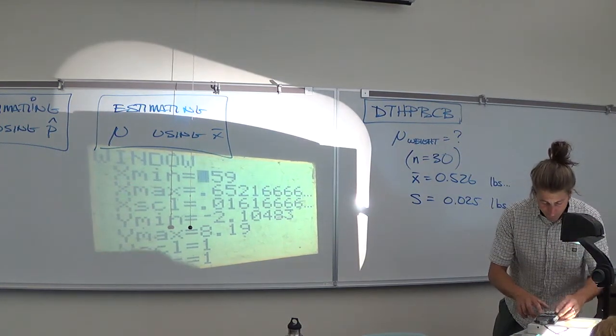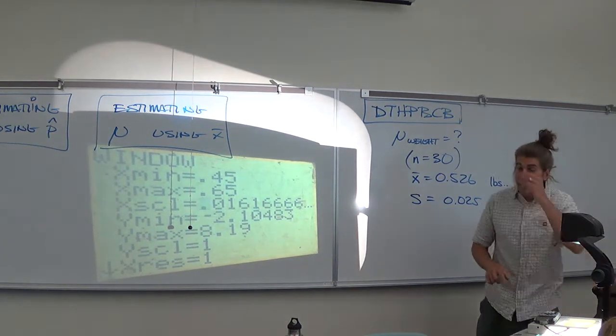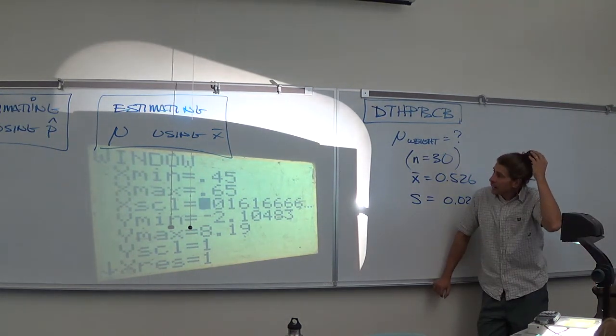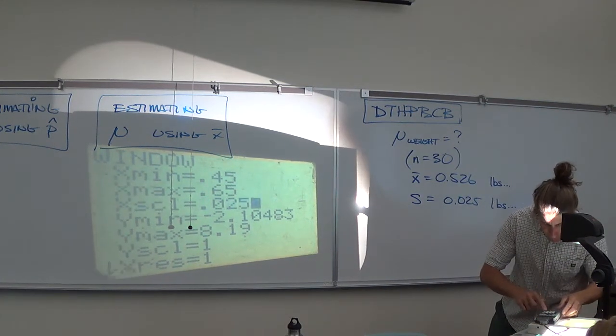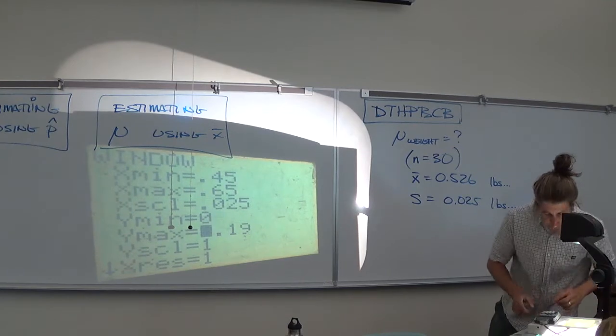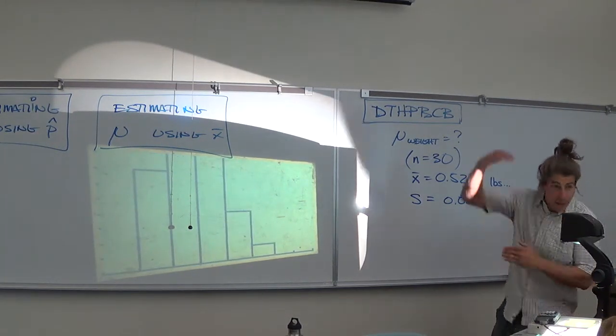Just to make the numbers a little bit, whoops, .45, delete, .65. And then, let's see, if I want, I can scale it by .025 maybe, or .015 or something like that. Let's see what this looks like. Okay, it's not high enough.